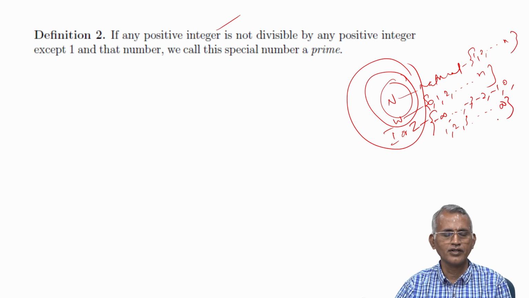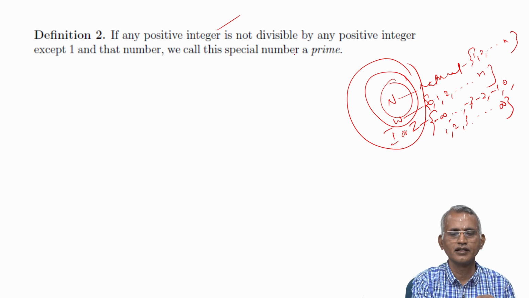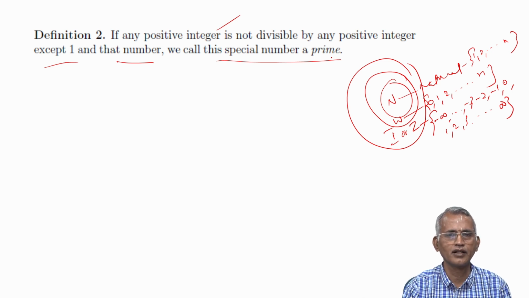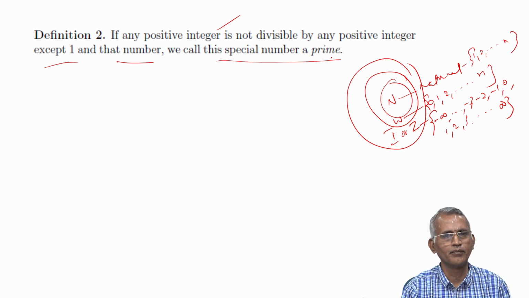If a positive integer is not divisible by any positive integer except 1 and itself, then we call that special number a prime number. So, a prime number is divisible only by itself and 1. Alternatively, we can write that a prime number is divisible by itself and 1. Keep this in mind, and we can understand the beauty of the prime.